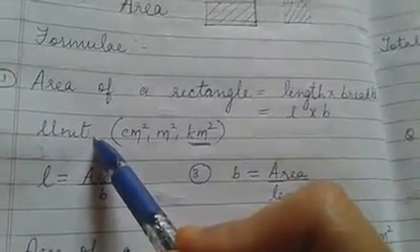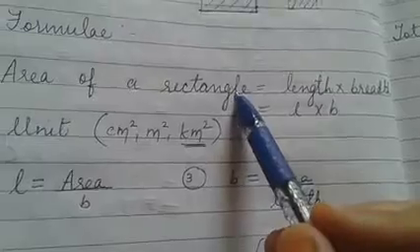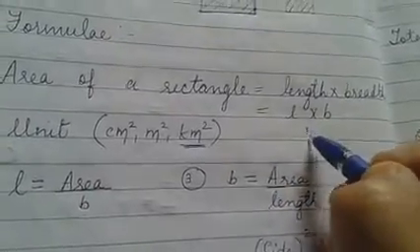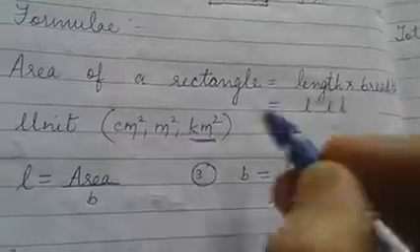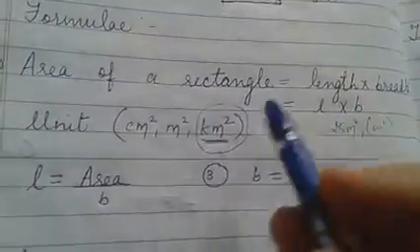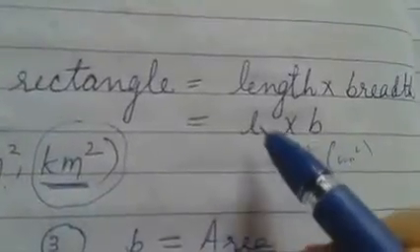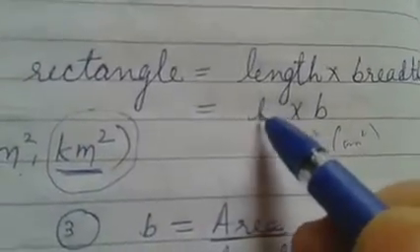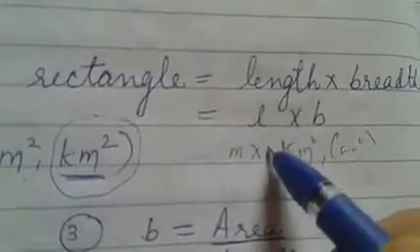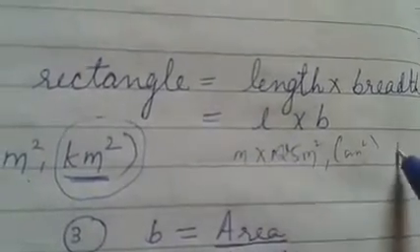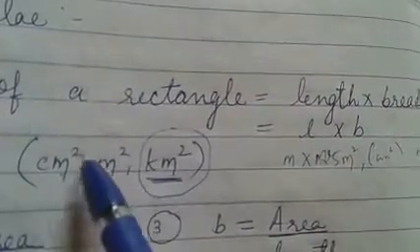Units. Once you get the area, what will be its units? Suppose the area of a rectangle is given as 25. So what will be the unit? Meter square or centimeter square. Kilometer is rare, but centimeter square and meter square. The reason is that you find the length in meters and the breadth also in meters. So m into m, m square. That's the reason why area is in square units.